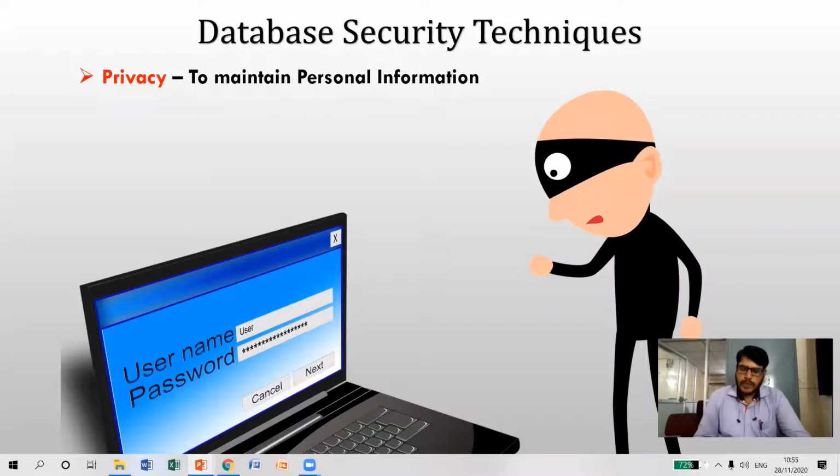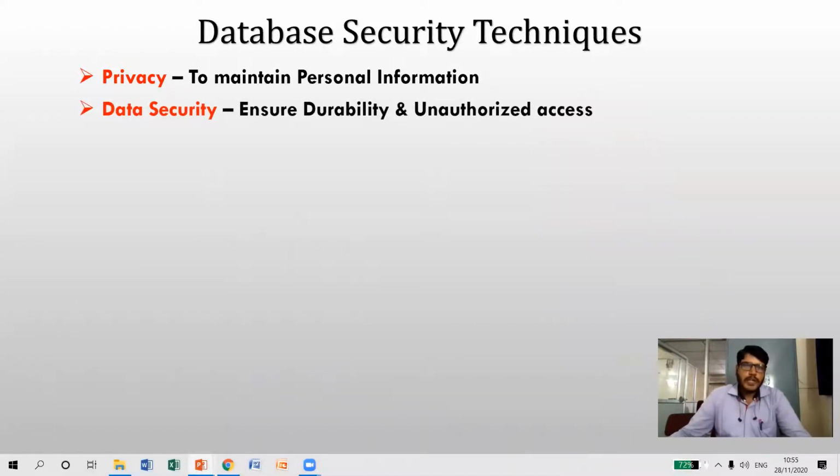The next one is we have to ensure the durability for our database, and we should ensure the security for our data so that no unauthorized person can access our data. We have already discussed the properties of a transaction, which include atomicity, consistency, isolation, and durability. What do you mean by durability? Whatever record or data has been stored in the database, it must be available until you delete those records.